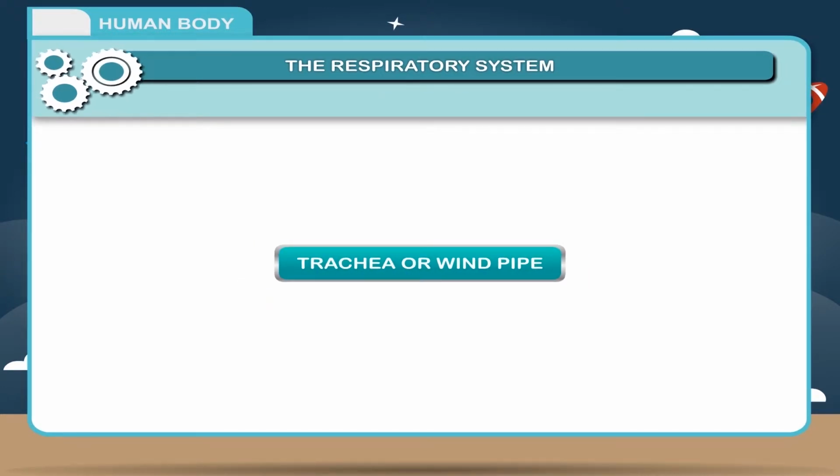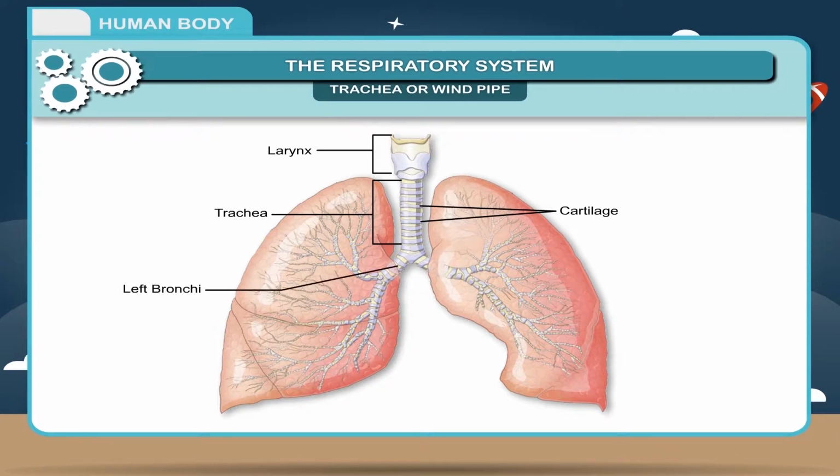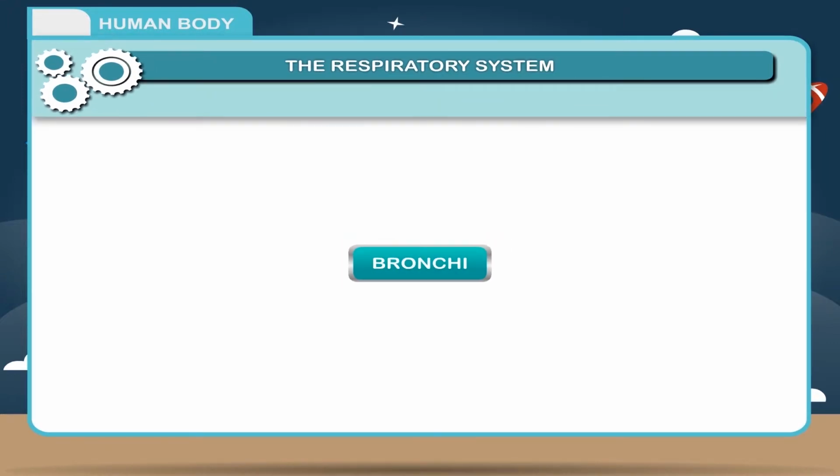Trachea or windpipe. The air from the larynx passes into a tube-like structure called the trachea. It is supported by rings of cartilage. It is divided into 2 tubes at the base and forms the left and right bronchi. Bronchi.